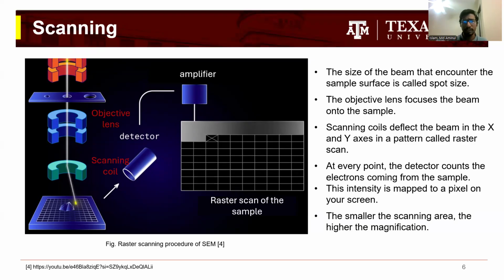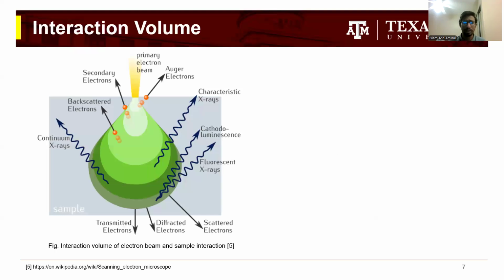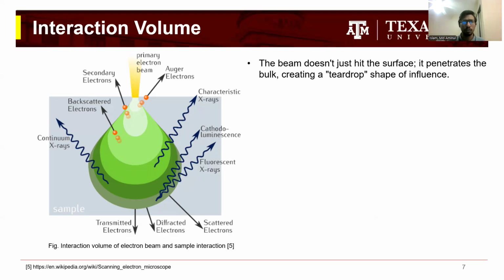And the smaller the scanning area, the higher the magnification we get. Next, we'll talk about the interaction between the electron beam and the sample surface. The interaction between the electron beam and the sample surface creates a teardrop shaped region. So there are various types of signal.